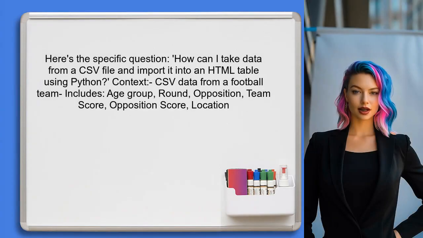Let's dive into the specific question at hand. One user asked, how can I take data from a CSV file and import it into an HTML table using Python? They provided a CSV file with data from a football team, including age group, round, opposition, team score, opposition score, and location. Sound familiar? Let's explore how to solve this.